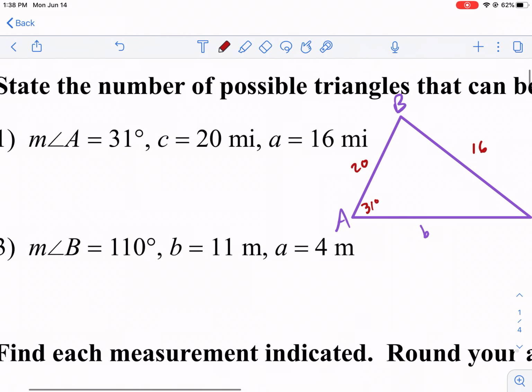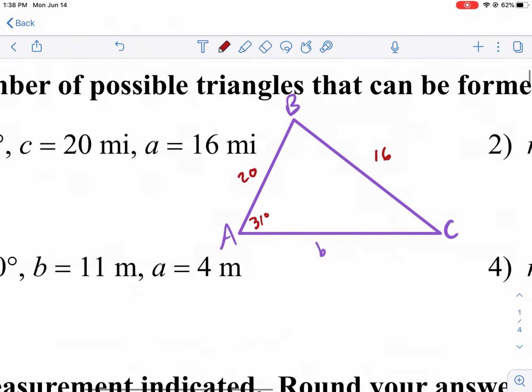Okay, and it's asking to see the number of possible triangles. So what are we going to do? Well, we're going to start by using the law of sines.